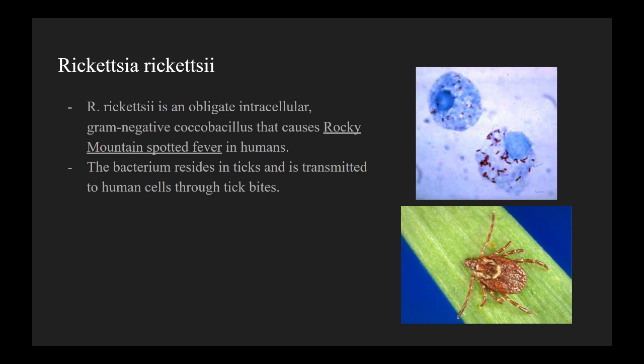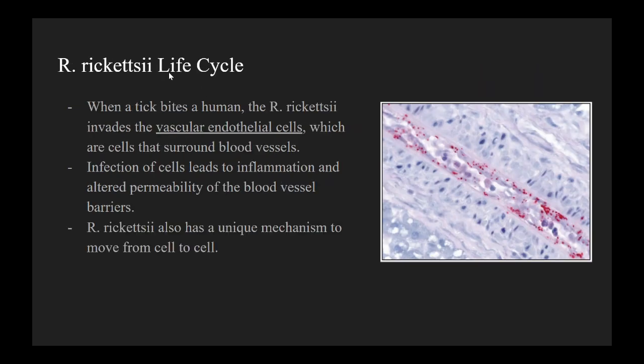These bacteria normally reside in ticks, and they can be transmitted to us through tick bites into our bloodstream. So essentially, let's say an infected tick will bite a human. The bacterium spreads, and then it likes to invade the vascular endothelial cells. These are just cells that surround our blood vessels. So you can see that here you have this purple blood vessel, and then you have these red stained bacteria residing within that tissue.